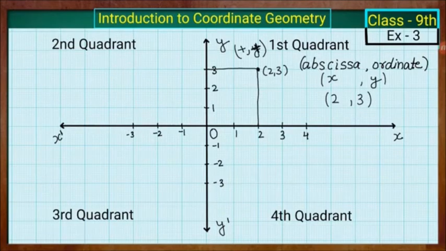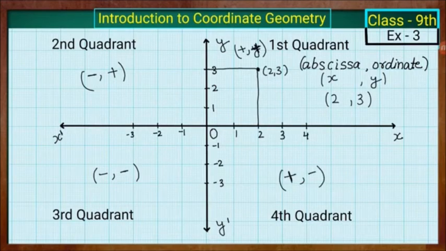If it comes under the second quadrant, it is minus and plus. In the third quadrant it is negative and negative, minus and minus. In the fourth quadrant it is plus and minus. So: first quadrant plus plus, second quadrant minus plus, third quadrant minus minus, and fourth quadrant plus minus.